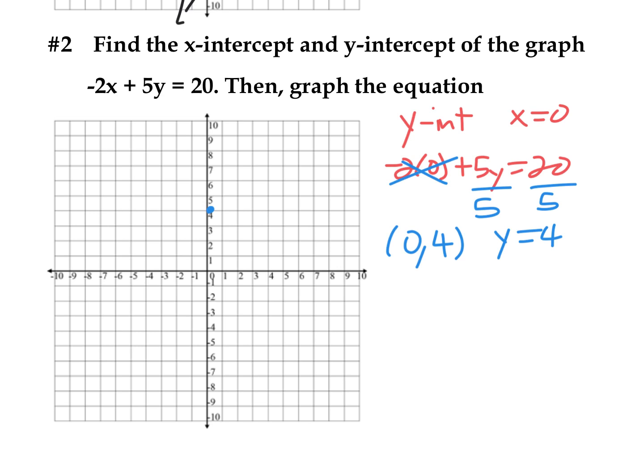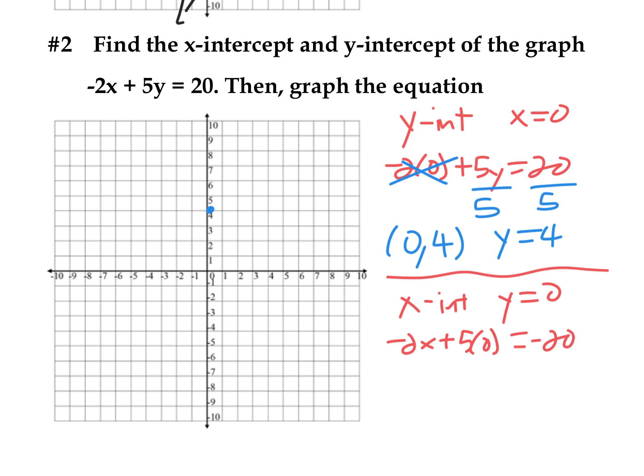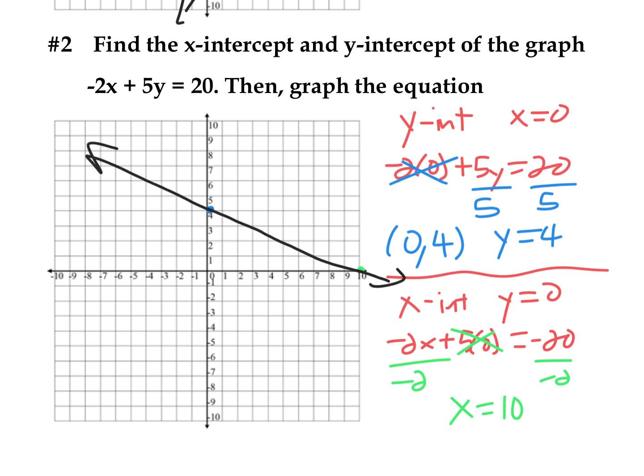Okay. Now I want to find the x-intercept. So the x-intercept will have a y value of 0. So -2x plus 5 times 0 equals -20. Again, that will cancel out, and I can divide by -2 on both sides to find that x equals 10. So we'll point right out here where x equals 10. And then I could draw my line through those 2 points. So I can draw a line that goes through those 2 points, and I've got my graph for that equation using the 2 intercepts.